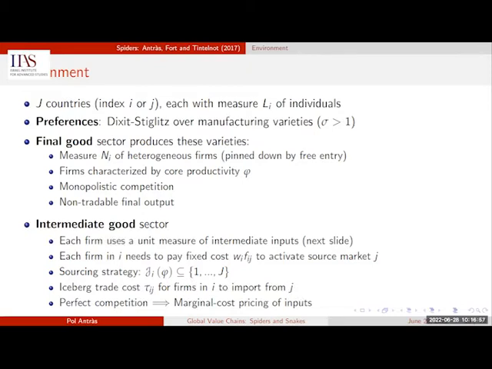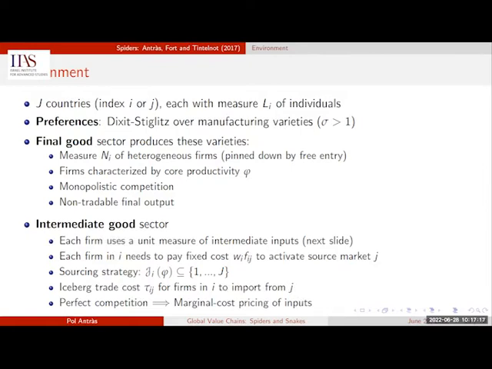So I guess another answer to your question is we're actually not invoking that. We have CES, but no love for variety upstream. Okay. And why do we use CES? Just to reduce the set of parameters. But obviously that's unrealistic, as my friends in the IO field always tell me.